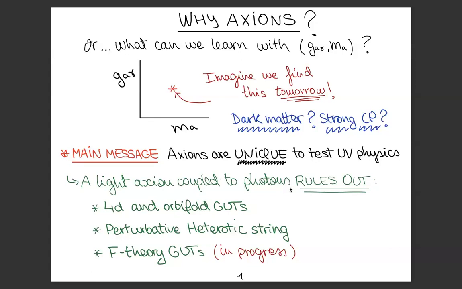And I will show you how finding a light axion, by light, I will specify what I mean by light later, can actually test some very well motivated UV theories, such as grand unification in 4 dimensions or in higher dimensions, like the so-called orbifold GUTs. Also it can test the perturbative heterotic string. And finally, and this is work in progress, can also say something about F-theory GUTs.